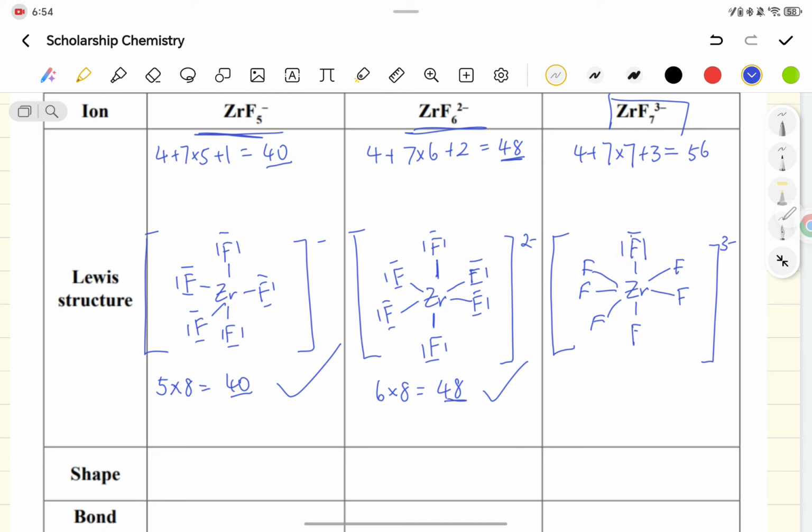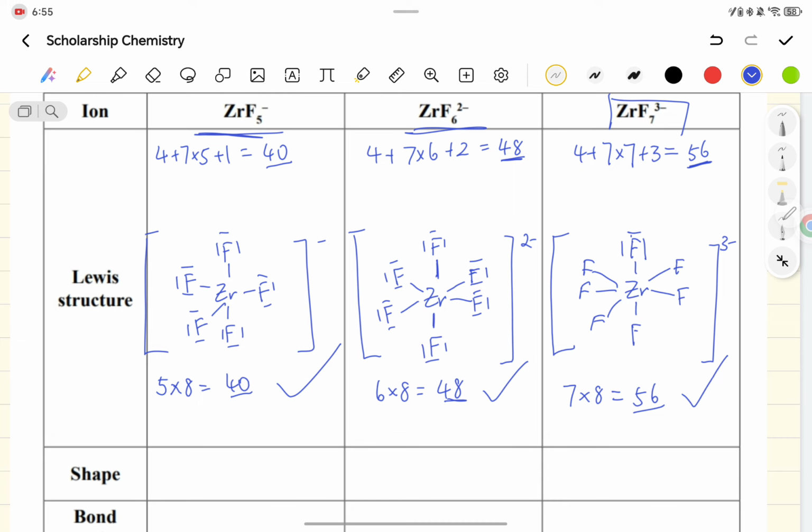Now we have 7 fluorine atoms, and each has 8 valence electrons. This gives us 56. Again, the number of valence electrons in our drawn structure is the same as the predicted number. So we don't have to add any more lone pairs onto this central Zr atom. So this structure is also correct.